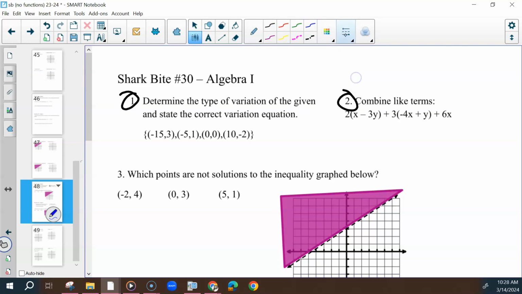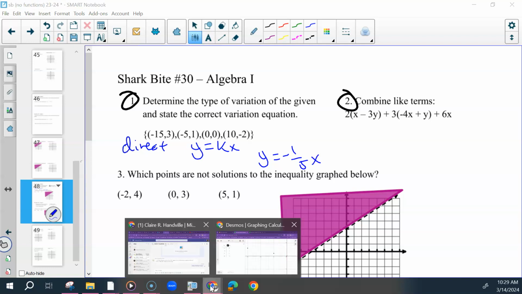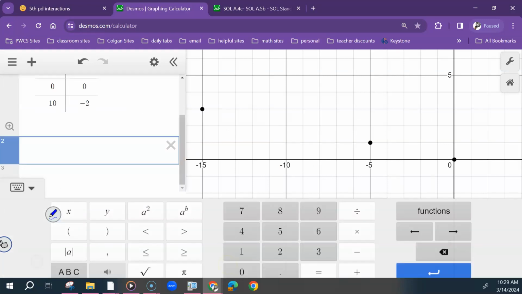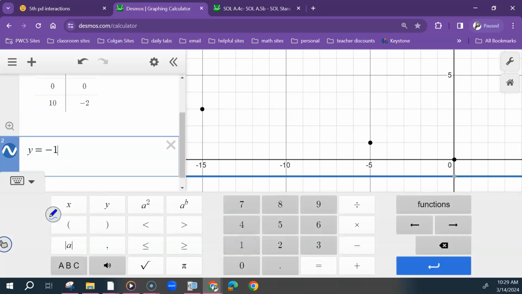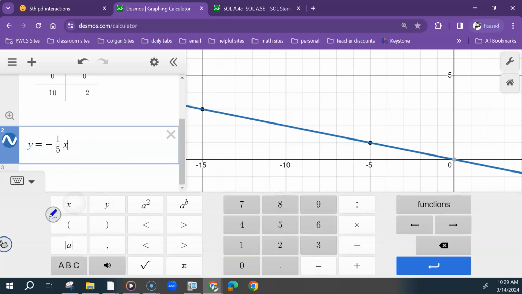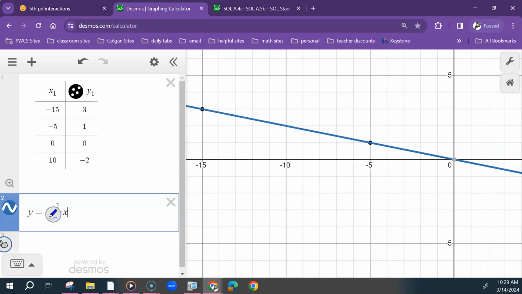And then because it's direct, we're going to use y equals kx. Our k value was negative 1/5. And if you put that into Desmos, it should overlap on those points. So that would be a good way to double check. Is your equation right? Yes. Negative 1/5.